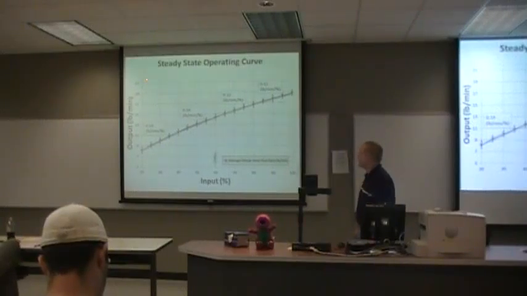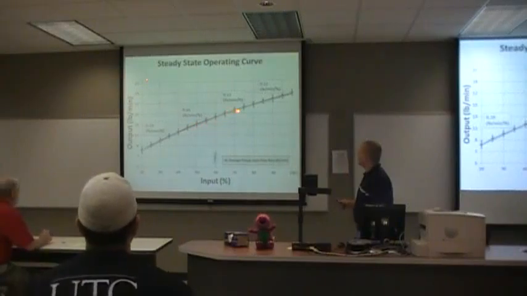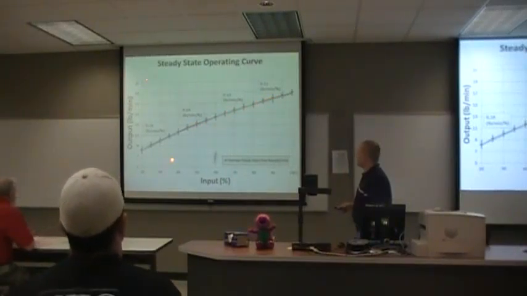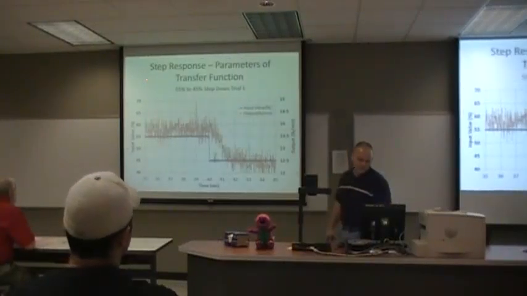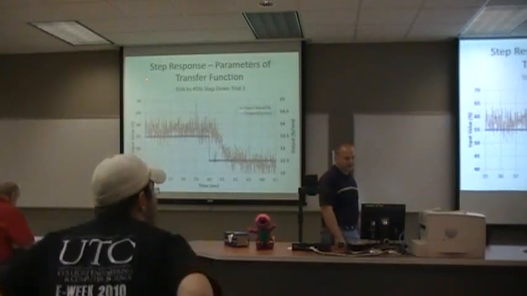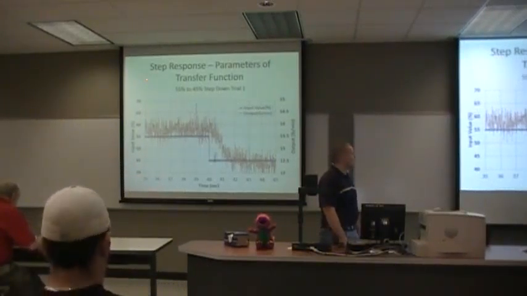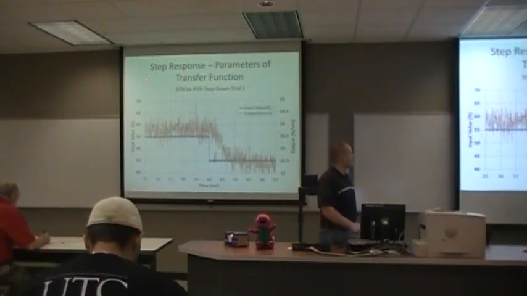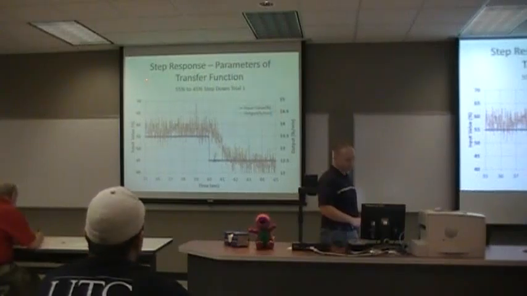This is our steady state operating curve. It's fairly linear, but the slope does decrease throughout the regions as we go up in input percentages. This is an example of one of our step response experiments from 55 to 45%. The blue line is our input, and the red is our output. It doesn't follow exactly along it; it lags behind just a bit.